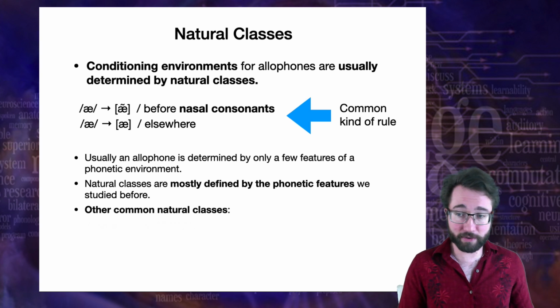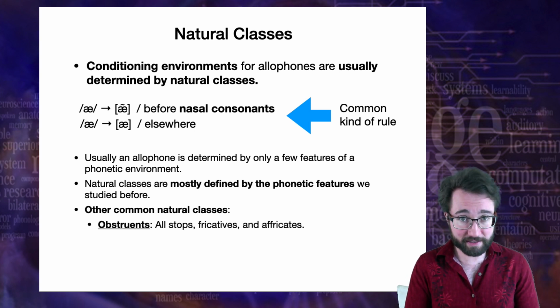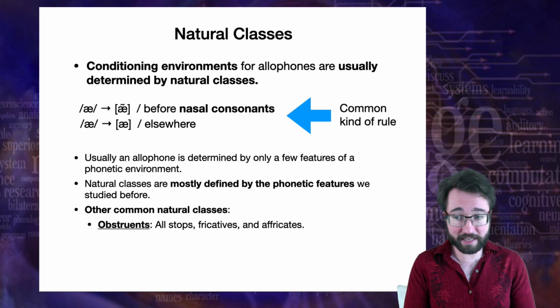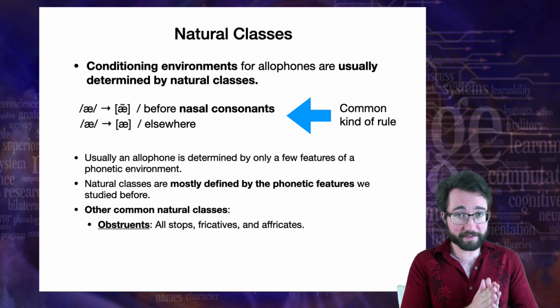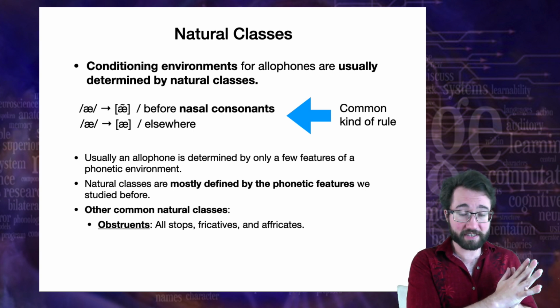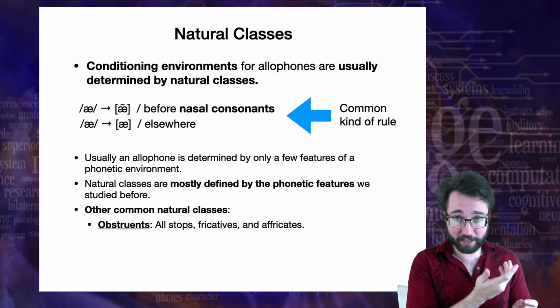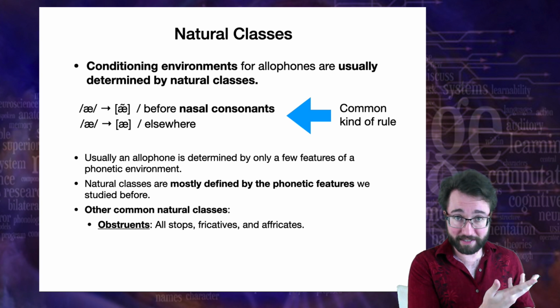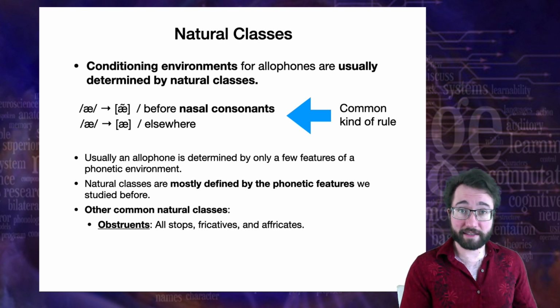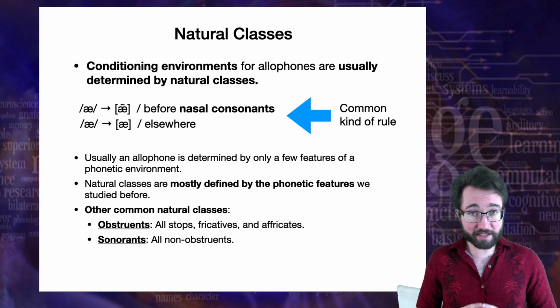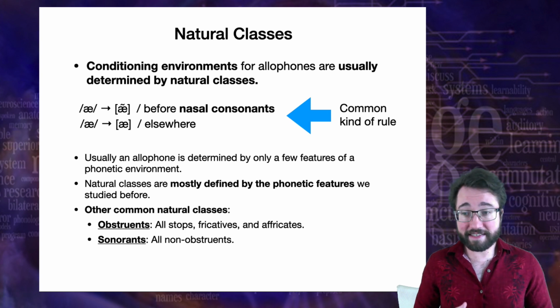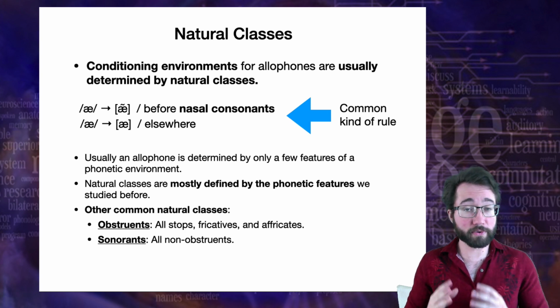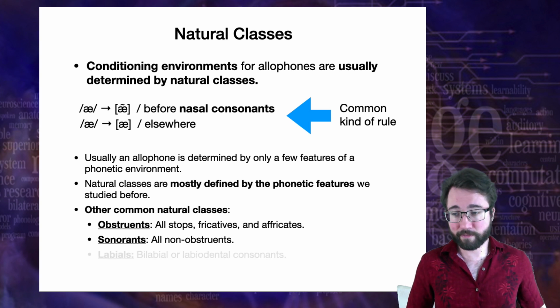So some other common natural classes are things like obstruents. Obstruents is a natural class of sounds which includes all stops, fricatives, and affricates. These are all the sounds that involve stopping airflow or creating friction in the mouth, to the exclusion of consonants like approximants, which don't involve friction or stoppage in the mouth, and to the exclusion of things like vowels. Those things are called sonorants. Sonorants are any sounds that are not obstruents, so that includes both approximants and vowels.